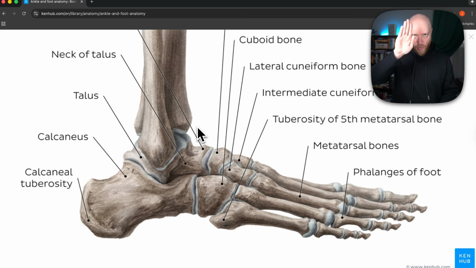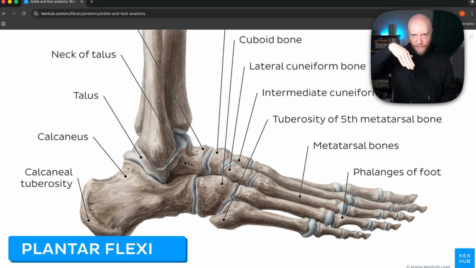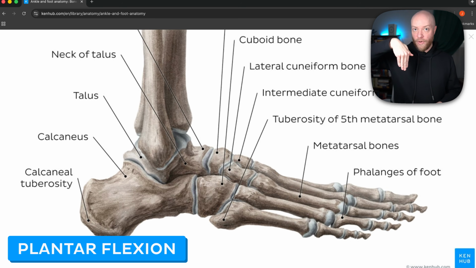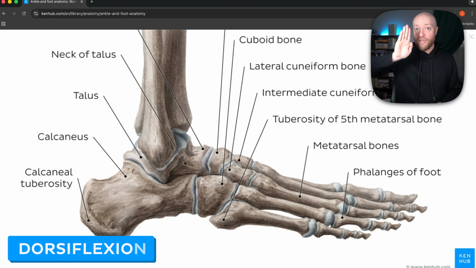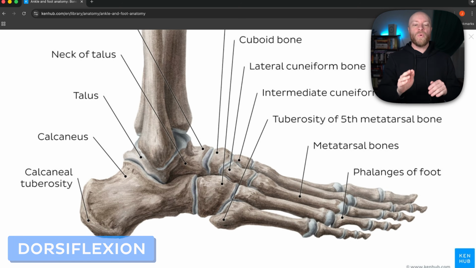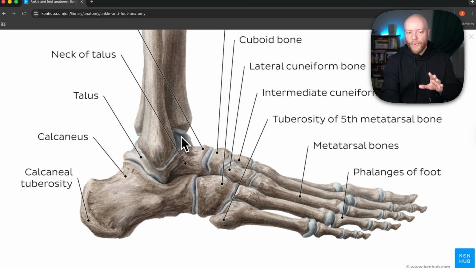There's the one ankle joint, which is where you get plantar flexion, which is like you're standing on the tips of your toes, and then dorsiflexion, which is kind of like your toes are coming up towards your nose, right? Those are happening here between the talus bone, which I'm outlining, and then the tibia and the fibula.